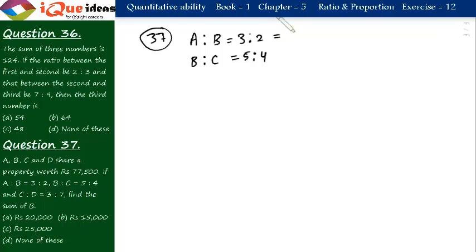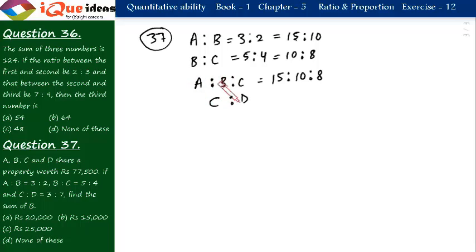So the first ratio should be multiplied by 5, so it becomes 15 is to 10. The second ratio must be multiplied by 2, so 10 is to 8. Alright, hence we have A is to B is to C equal to 15 is to 10 is to 8. This is the combined ratio of ABC. Now C is to D is 3 is to 7.